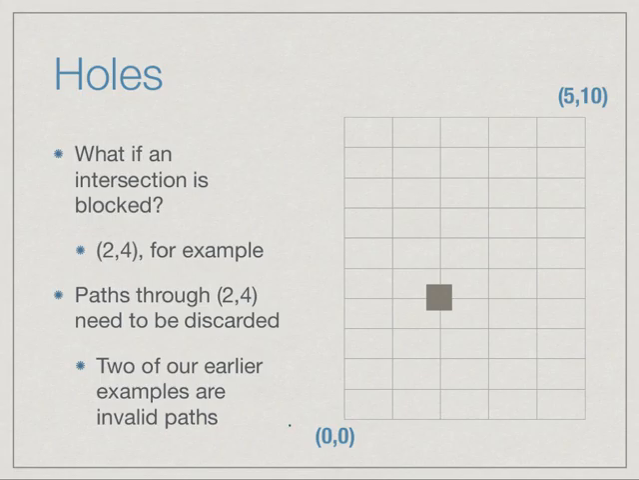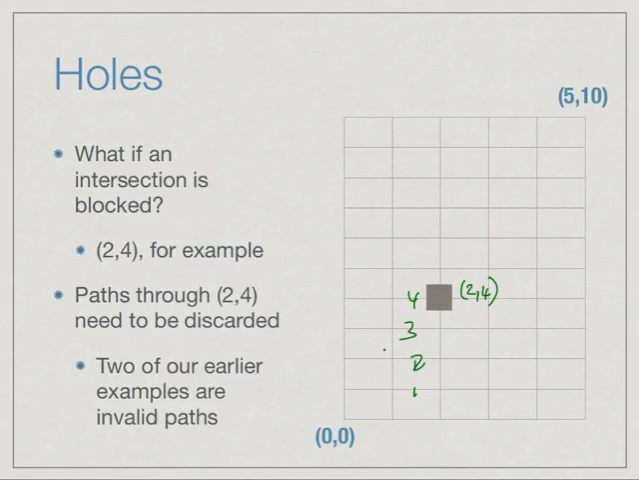But the problem becomes more interesting if we constrain it by saying that some of these intersections are blocked. For instance, supposing there is some road work going on and we cannot go through this intersection 2, 4. Right? So this is the intersection 2, 4, the second column, and the fourth row counting from below. Right? It's actually 2, 3, but 1, 2, 3, 4. Yeah, 2, 4. So now, if we can't go through this, then any path which goes through this particular blocked intersection should no longer be counted.